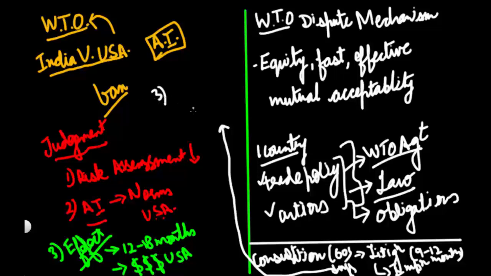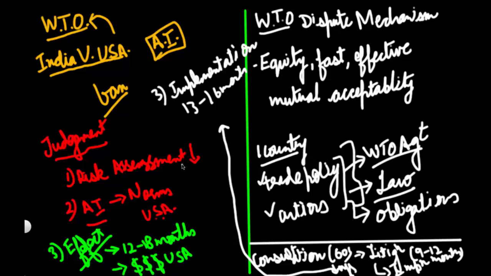This is the third step, the process of implementation. This implementation process takes around 13 to 16 months. As I said earlier, for India it is 12 to 18 months basically. This is the implementation time overall. So this is how the whole WTO process takes place.